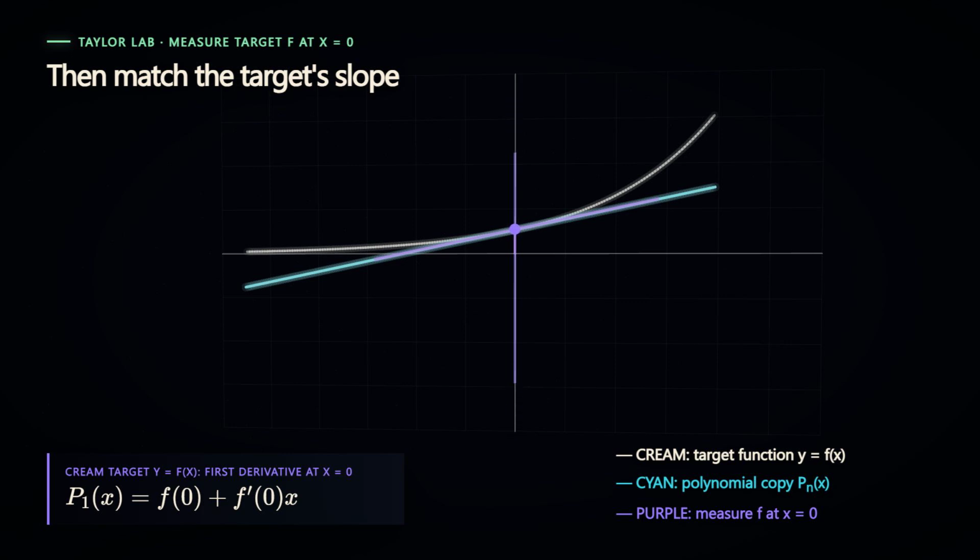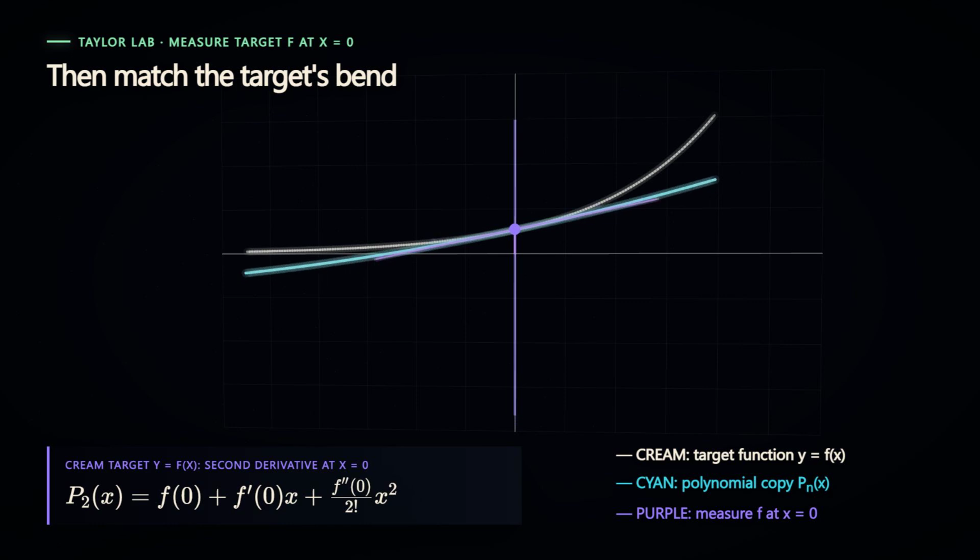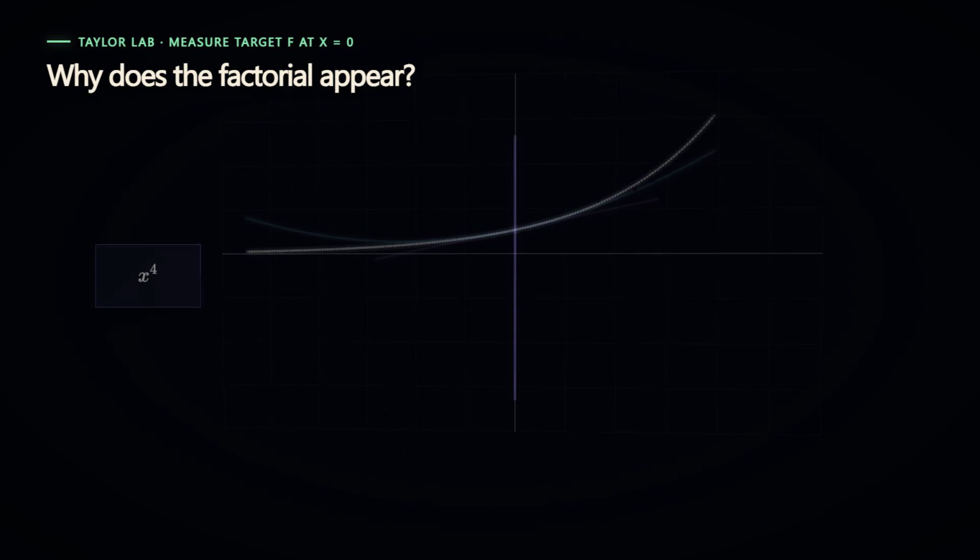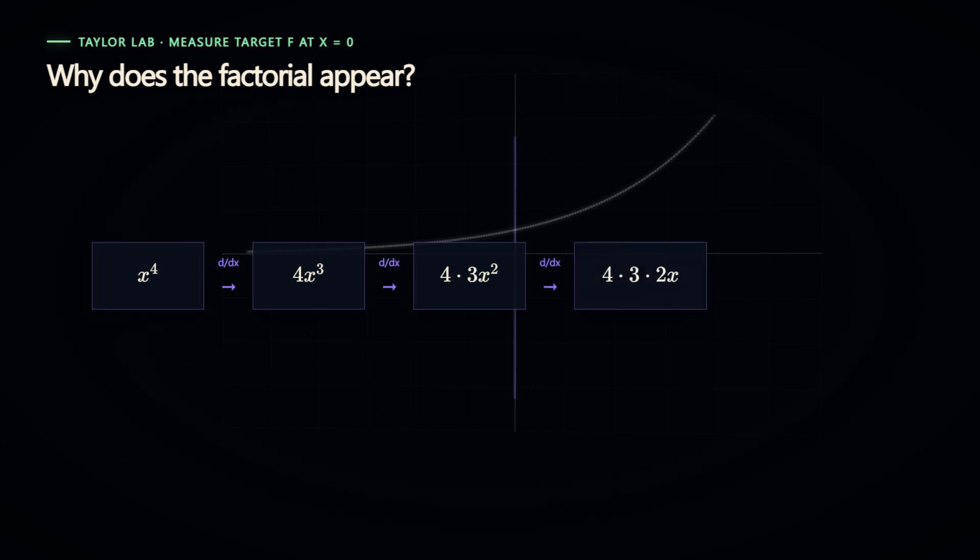Height and slope cannot describe bending, so scan curvature with the second derivative. Differentiate x squared once, and it becomes 2x. Again, and it becomes 2. The quadratic layer therefore contributes 2 times a sub-2 at the center. To match the target, a sub-2 is f double prime of 0 divided by 2 factorial. The factorial corrects the multiplier created by repeated differentiation.